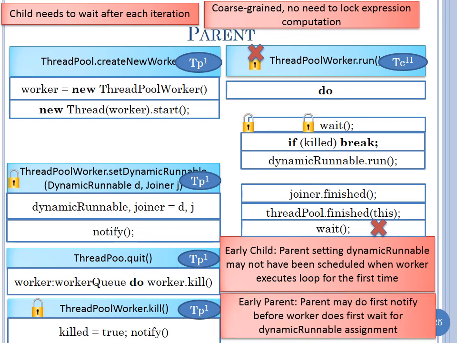Early parent. Parent may do first notify before worker does first wait for dynamic runnable assignment. That's what we said already, I'm just putting that in text. So we go and set: if dynamic runnable equals null, wait. And now Robert said something after that, and I don't know how many of you got that, but this is not enough.